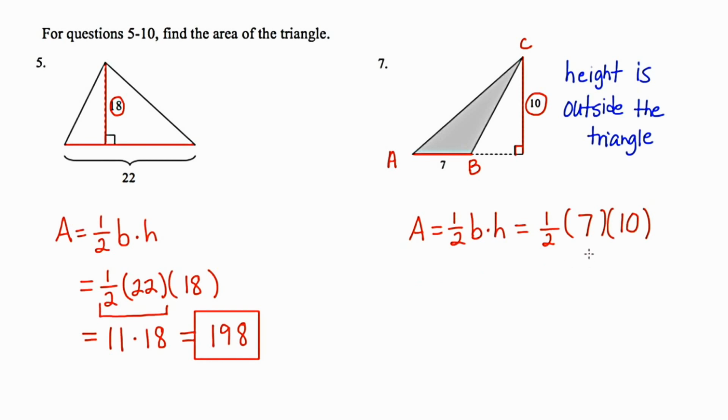Again, multiplication is commutative, so the order in which I multiply does not matter. So I'm going to multiply the 7 and the 10 together, getting me 70, and then I'll do 1/2 of 70. And 1/2 of 70 is equal to 35. So the area of this shaded triangle is 35 square units. Great! Let's go on to the third slide.